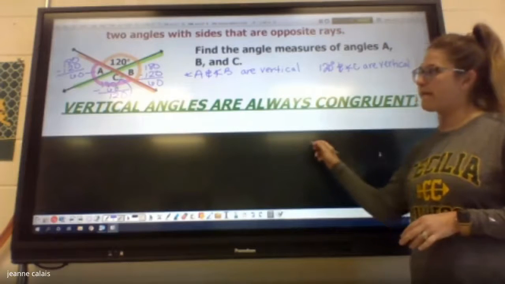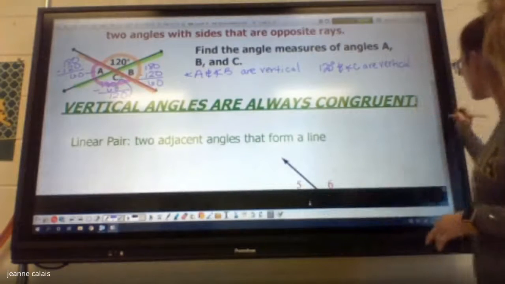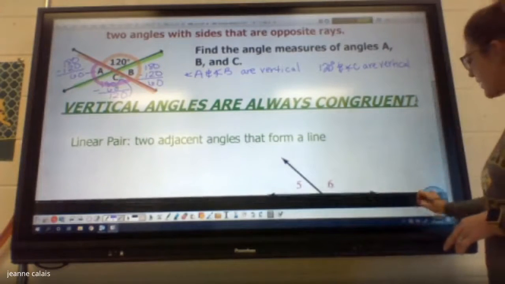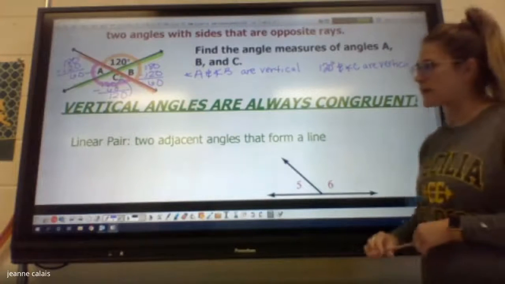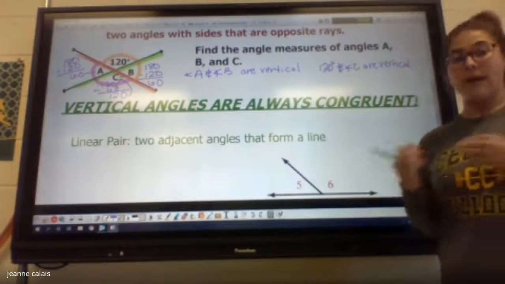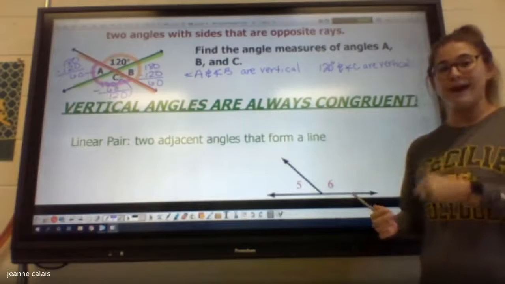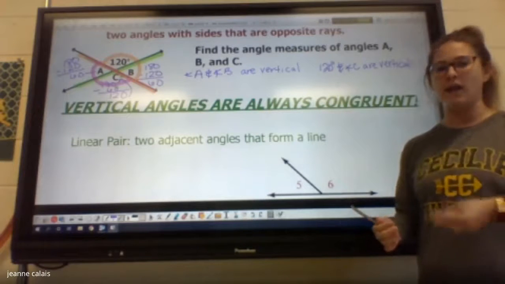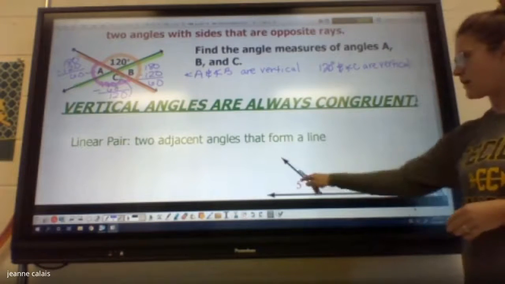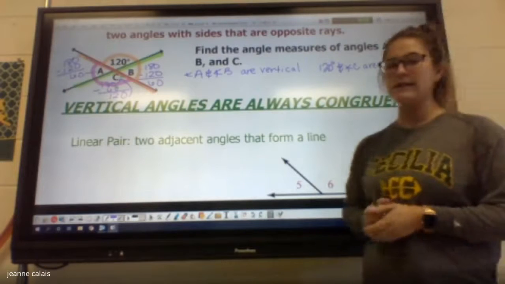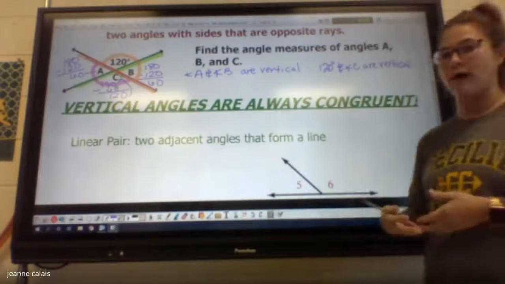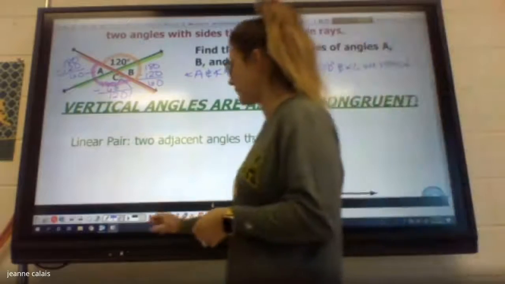The last vocabulary that we're going to discuss on this one is linear pair. It's a pair, meaning two. So two angles that form a line, a linear line. A pair of angles that form a line. So obviously these two angles, 5 and 6, will add up to 180.